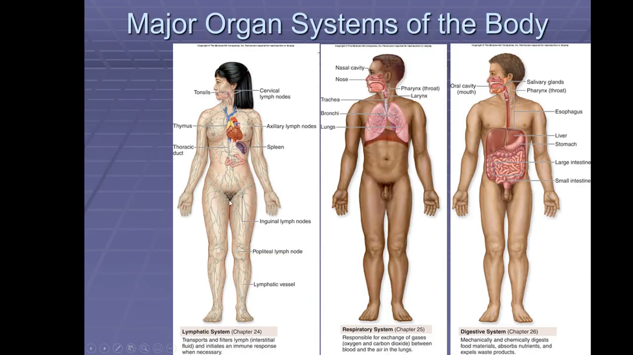The lymphatic system looks kind of similar to the cardiovascular, but it's different. It doesn't contain blood. It contains something called lymph, but its main function is immunity. So this is your immune system. It helps fight off infection and disease.